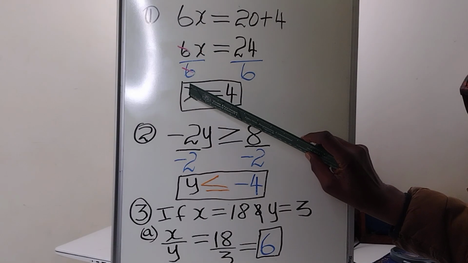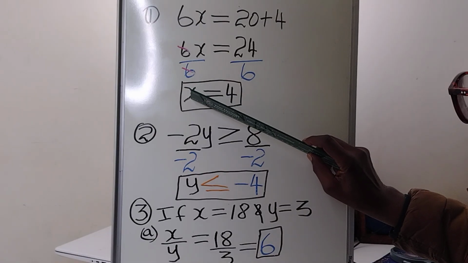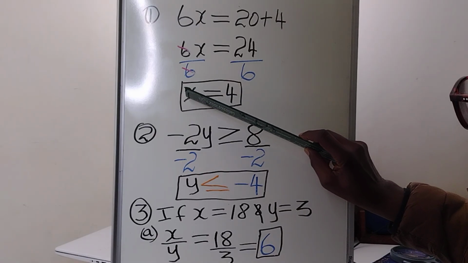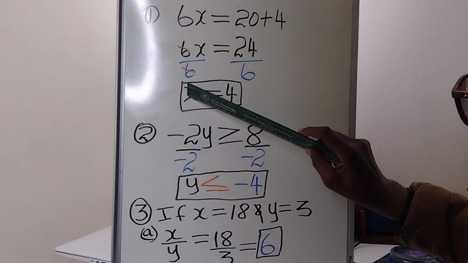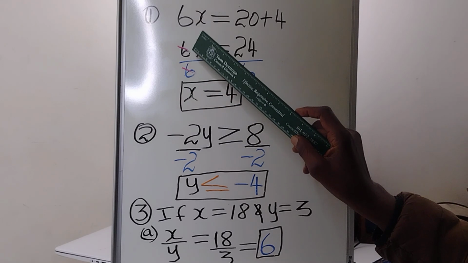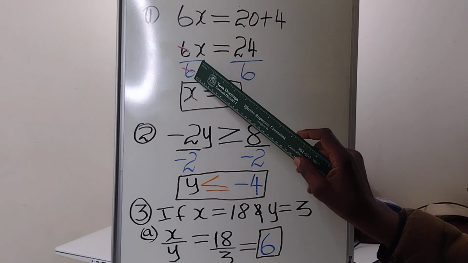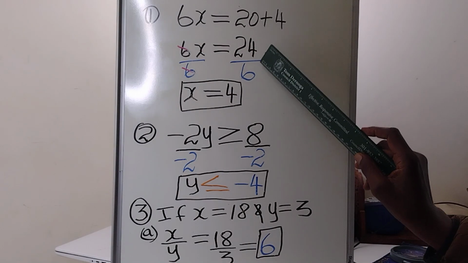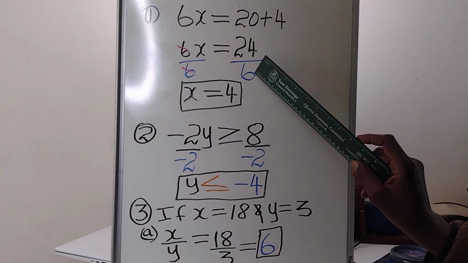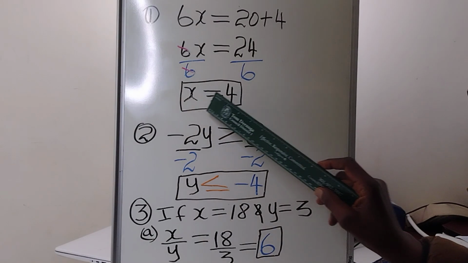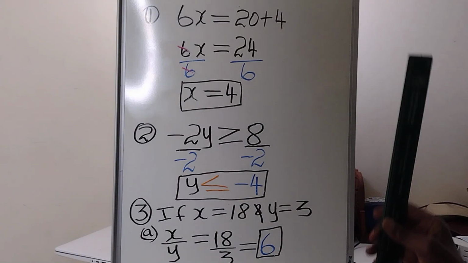This is what we call an invisible 1. So you don't have to write it down, but if you write it down, the teacher is not going to penalize you anyway. Now, what if you do that on the left side? If you divide on the left side, you have to do the same thing to the right side with 6. Now, if you divide 24 divided by 6, you get 4. So x is equal to 4.